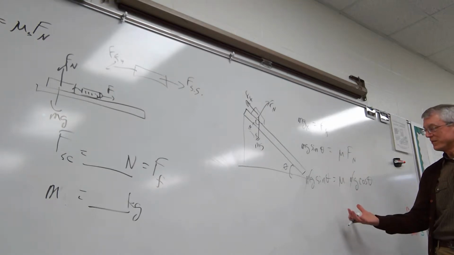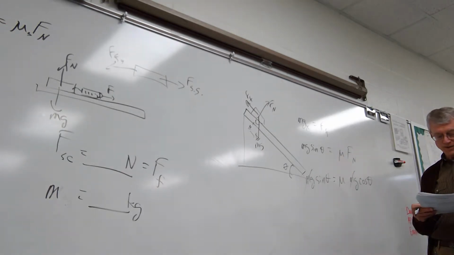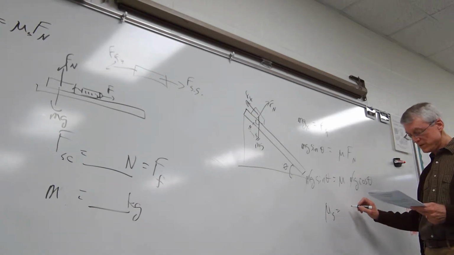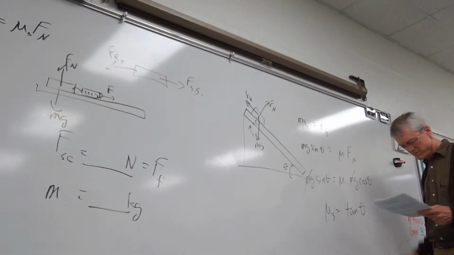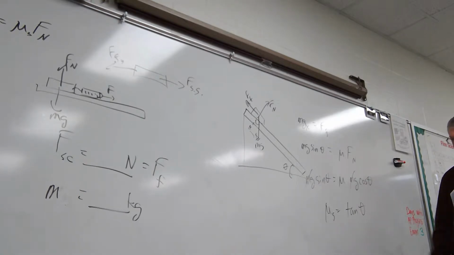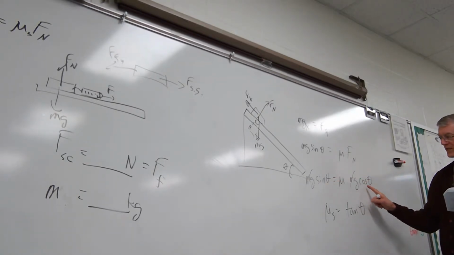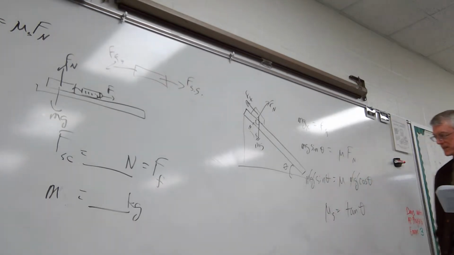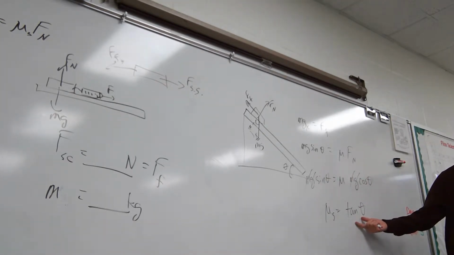If you work the math down here, you end up with mu is equal to the tangent of theta. Is that true? I think that's true. Because sine divided by cosine is tangent. And the g's would also cancel. There you go. So yeah, that's it.